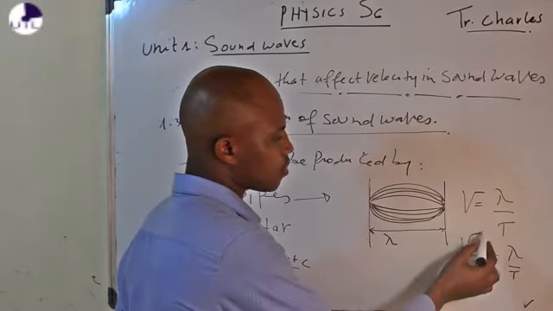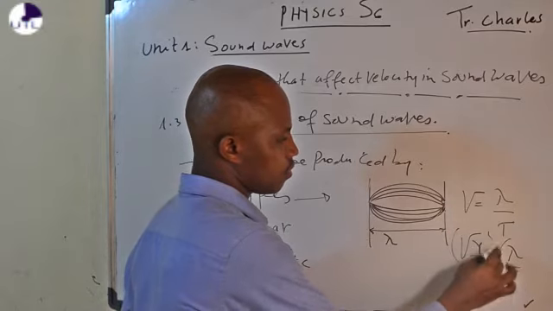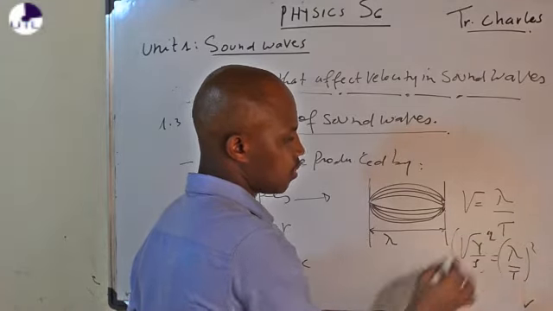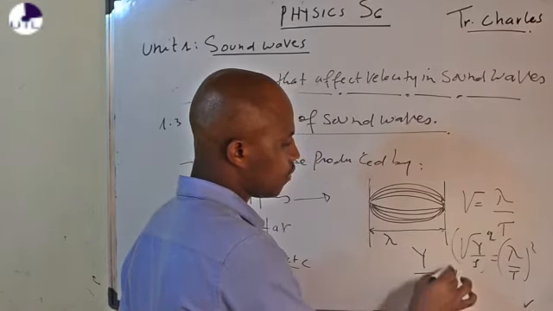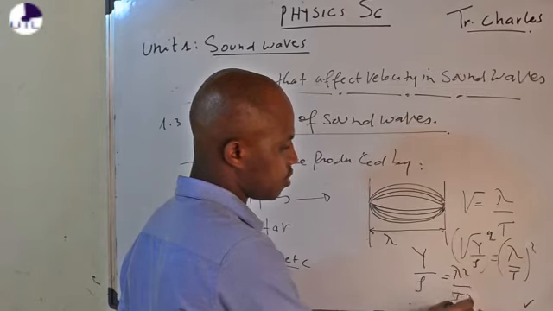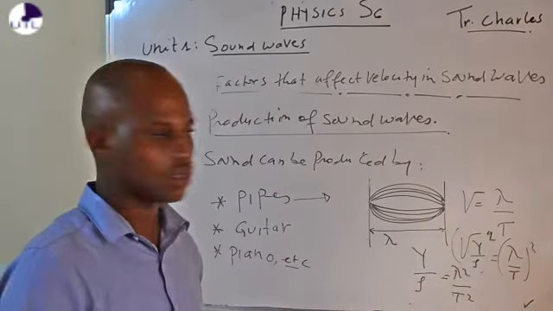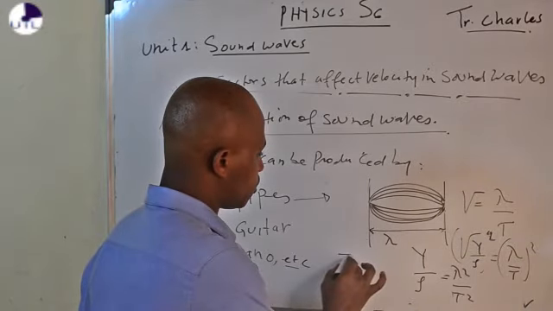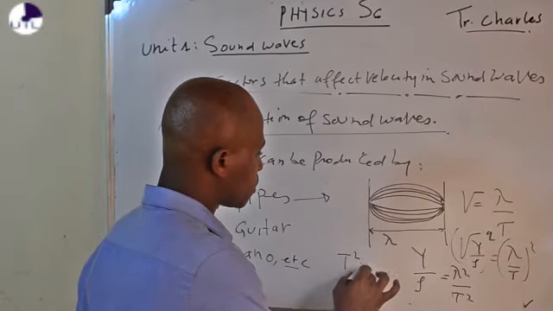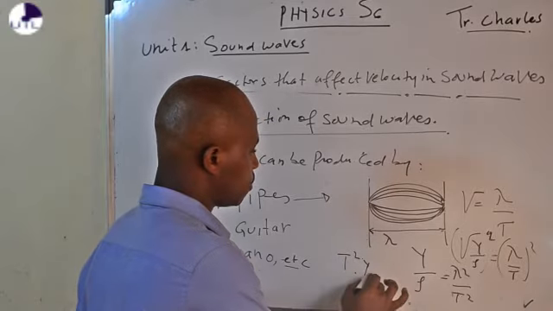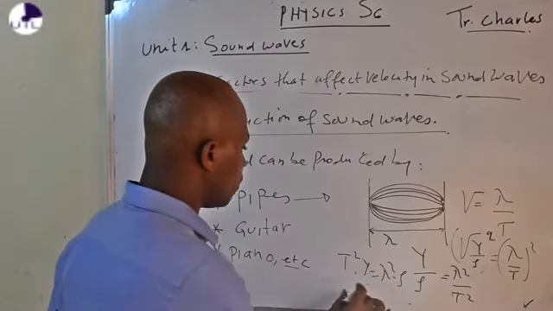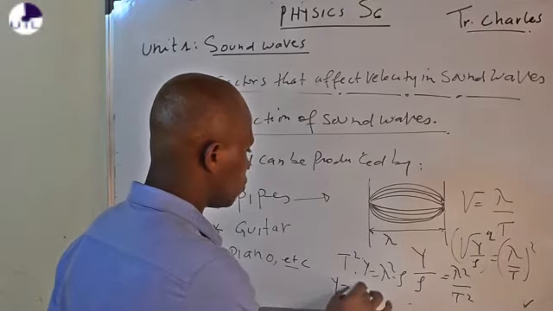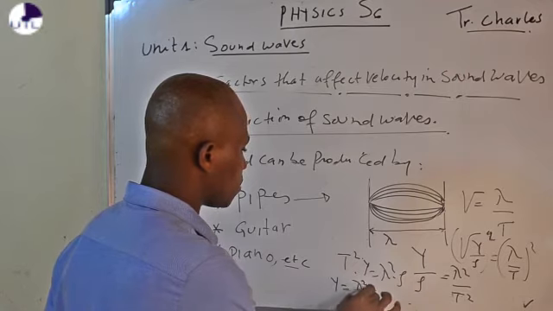What if I square both sides? Now I have Young's modulus over the density is equal to wavelength squared divided by period squared. Cross multiplication, now I have T squared times Young's modulus, which is equal to wavelength squared times the density. Now this Young's modulus will be equal to wavelength squared times the density over the period squared.